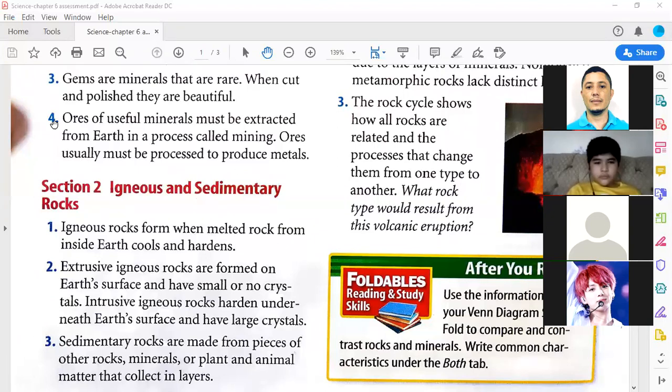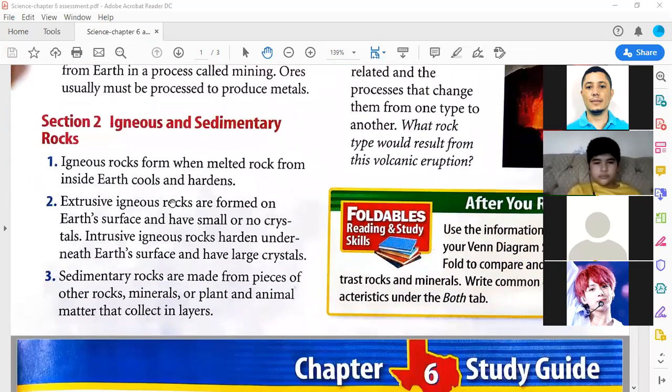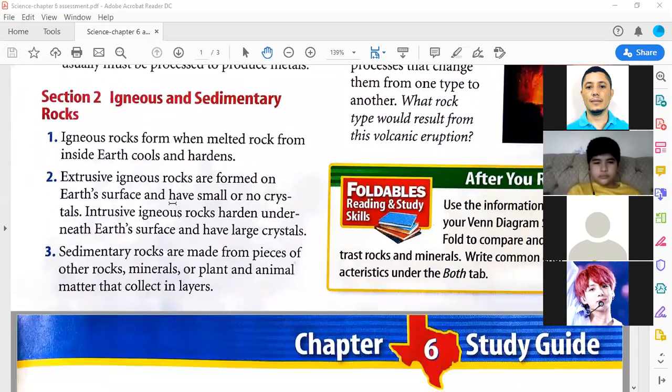So in this case, ores are very useful minerals. They are extracted from the earth, and this process is called mining. Out of these minerals that people extract from the earth, they are going to be processed to produce metals. Okay, right. That's section one. Let's move to section two: igneous and sedimentary rocks.